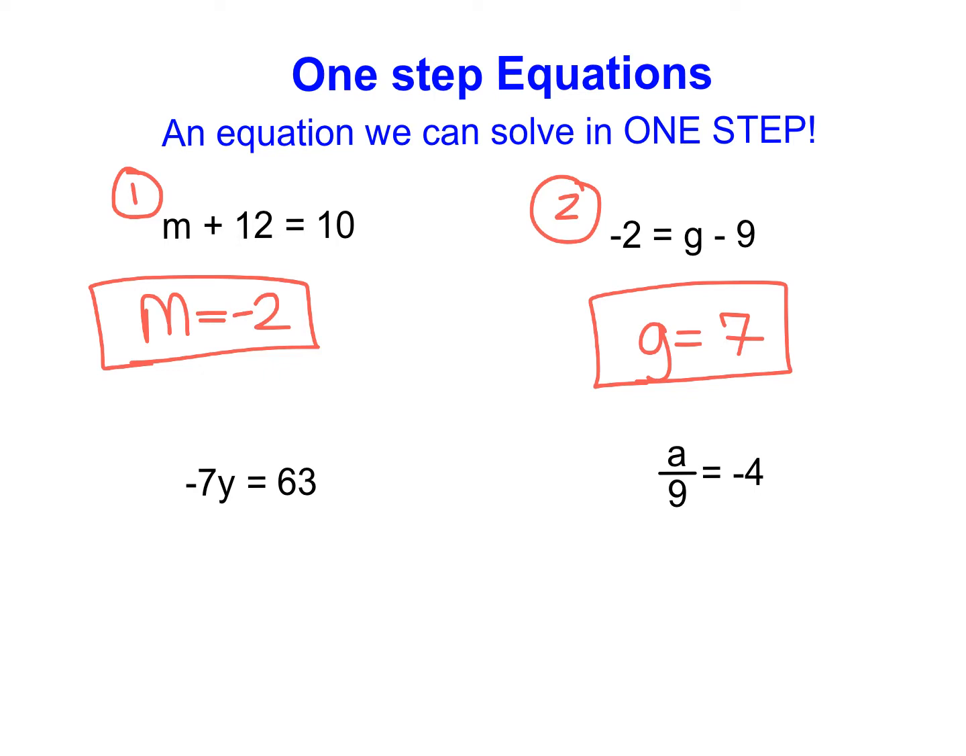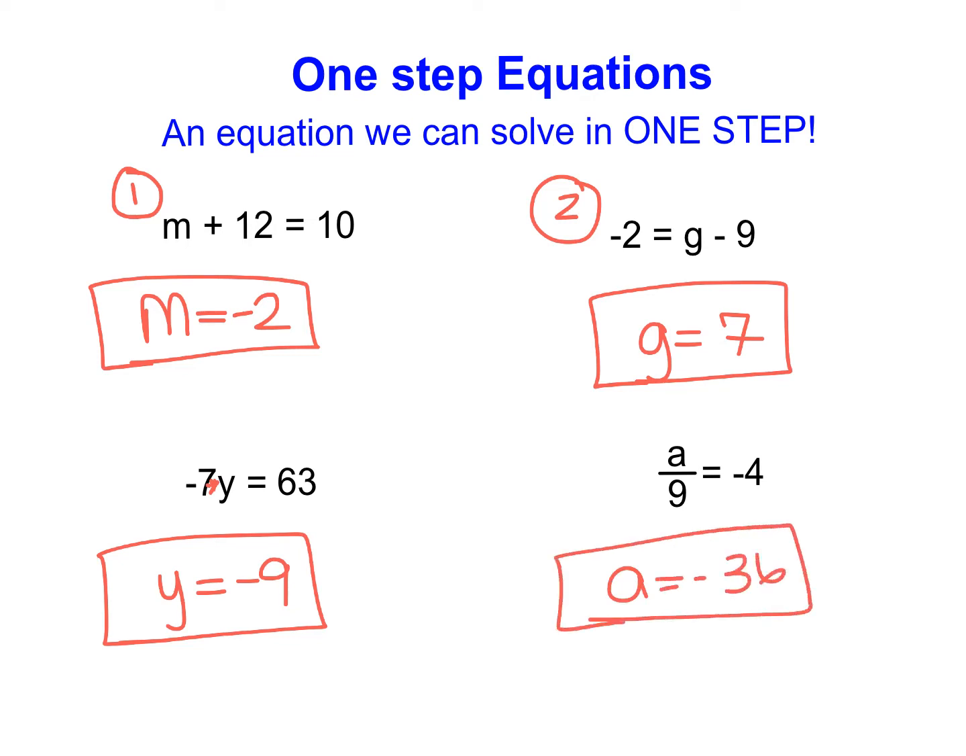If we look down here, remember items smushed together imply multiplication. So this is saying -7 times y equals 63. y would have to be -9, because 9 times 7 is 63, and negative times negative is a positive. And then over here, we have a divided by 9 equals -4, which means a would have to be -36. So when we're solving equations, we're looking for the answer for that variable value, that if that value was placed in for the variable, it would make the equation true.